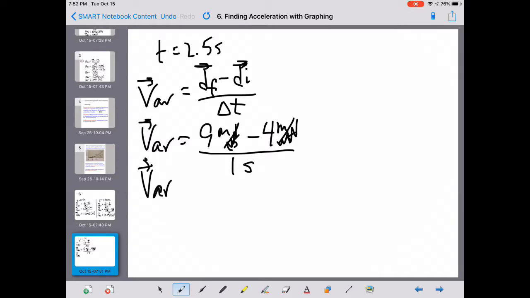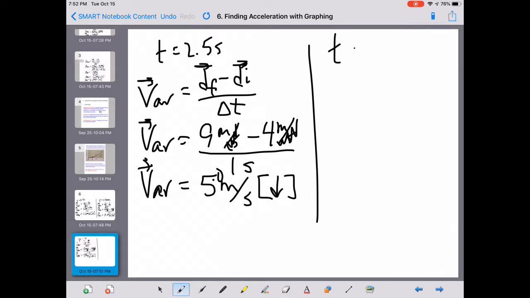v_av, 9 meters minus 4 meters is 5 meters per 1 second. And again, heading downward. Okay, and really I guess I should say 5.0 to go along with what we've had.